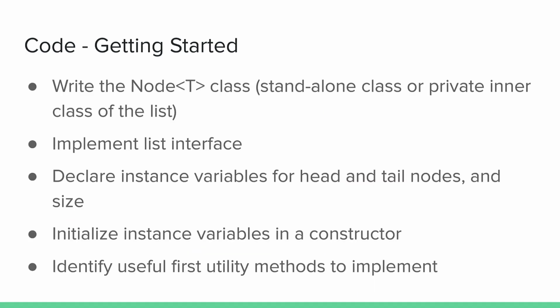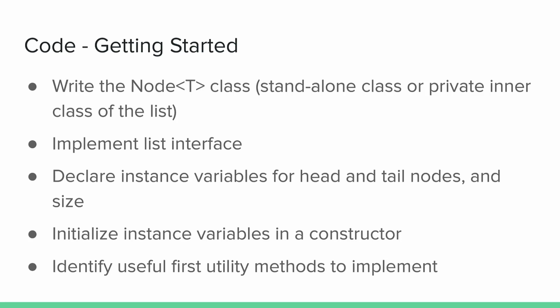At this point, we have enough information that we can start writing code for our single linked list. We'll begin by defining a node class, a single linked node class. Now, this class could be written as a standalone class, especially if I want to reuse it for other linked structures, perhaps a stack or a queue, or it could be written as a private inner class of the list. Either way would be completely acceptable.